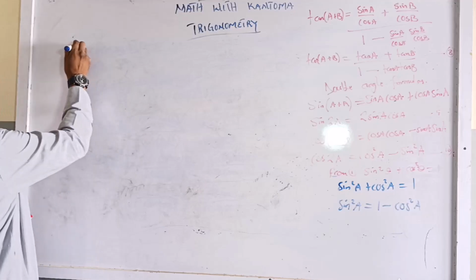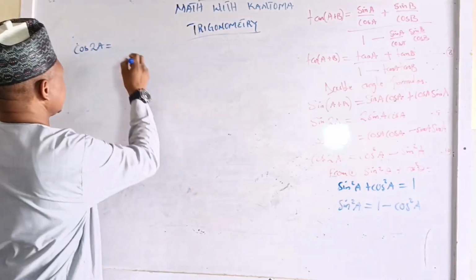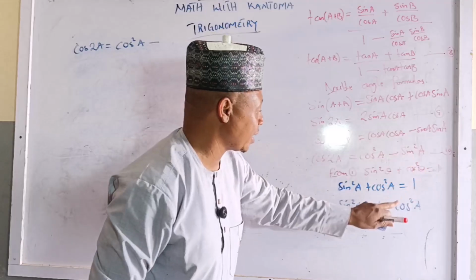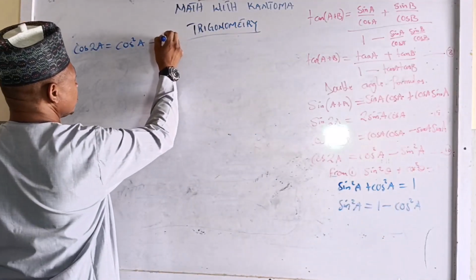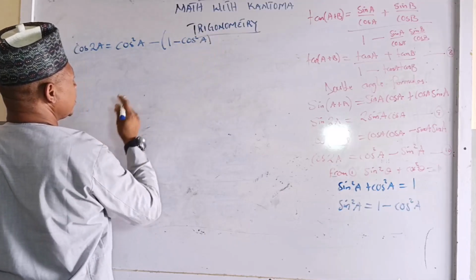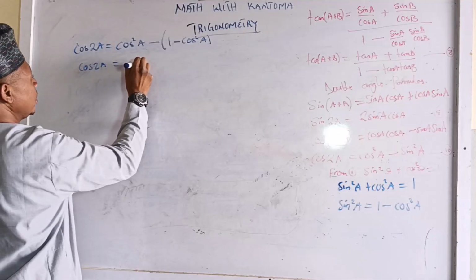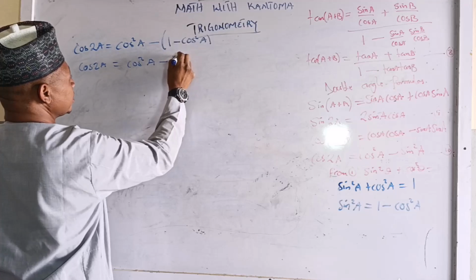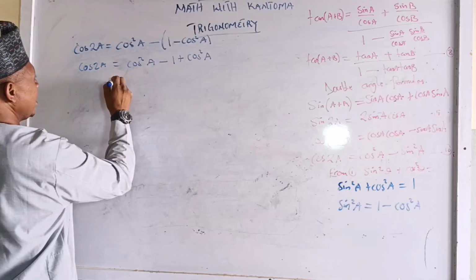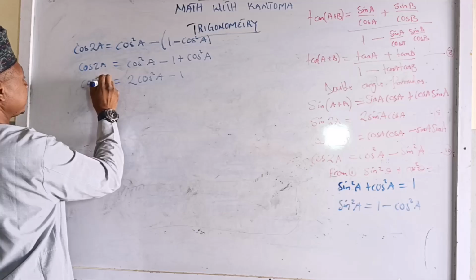cos 2A is equal to cos square A minus, instead of writing sine square A, I can substitute it by this value. So minus, in bracket, 1 minus cos square A, right? If I open this bracket, I will have cos 2A is equal to cos square A minus 1, minus times minus is plus cos square A. So cos square A plus cos square A, I will have 2 cos square A minus 1. Therefore, cos 2A is equal to this.